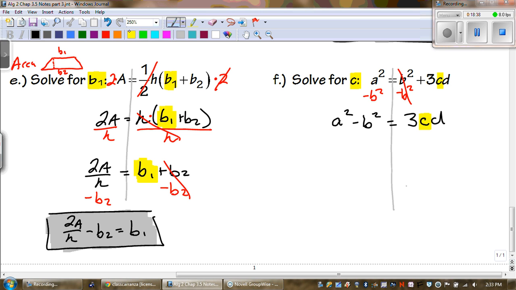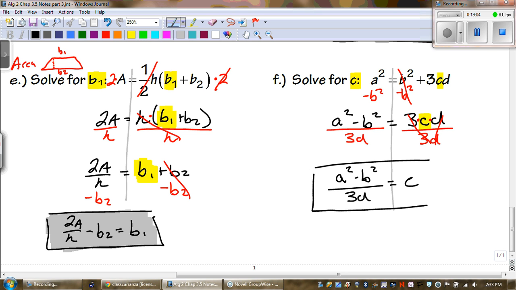Okay, that c is not by itself, and that's all multiplication. So I'm going to divide by 3d, so those cancel. But then I need to divide everything over here by 3d. And when we're done, the a squared minus b squared is on top, you have the 3d on the bottom, and you're solving for c, which is now all by itself.